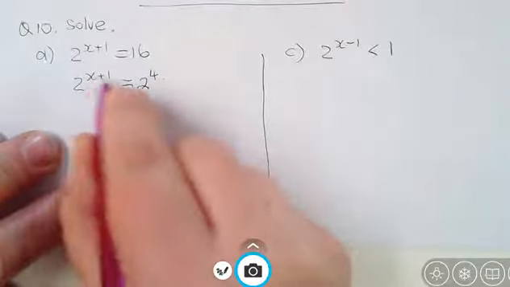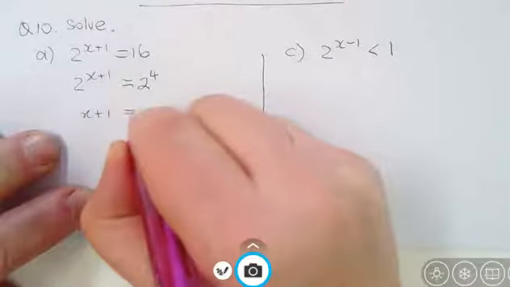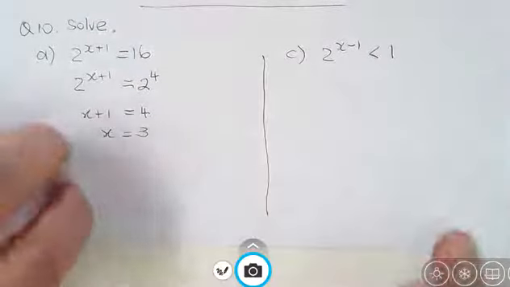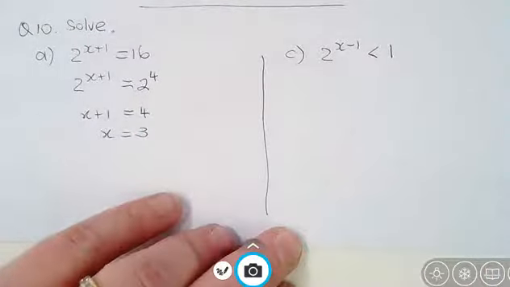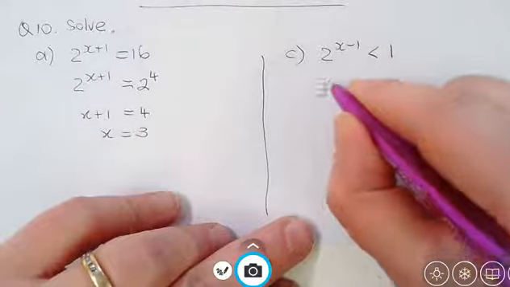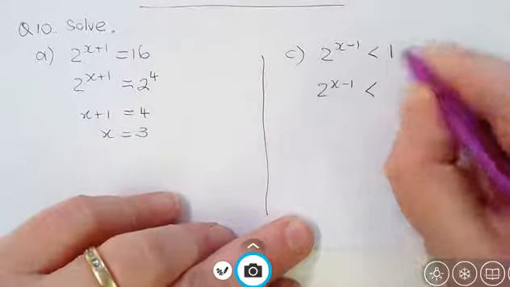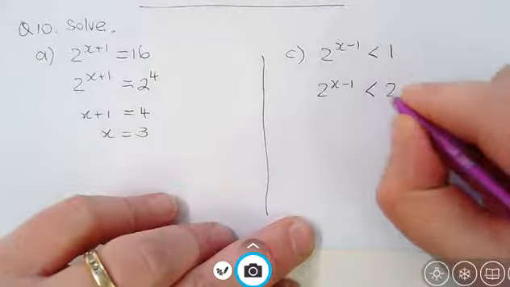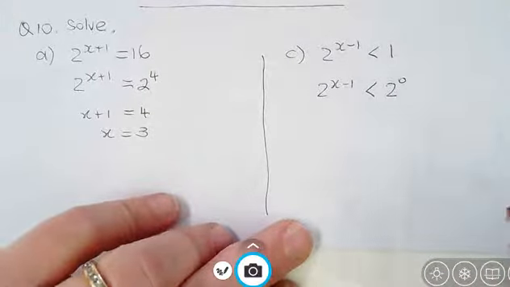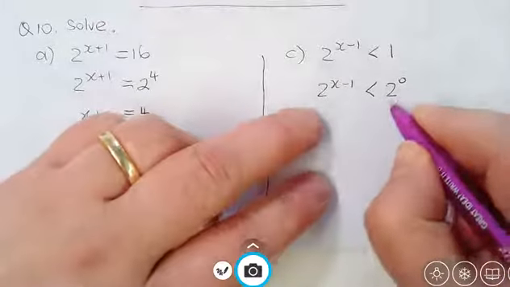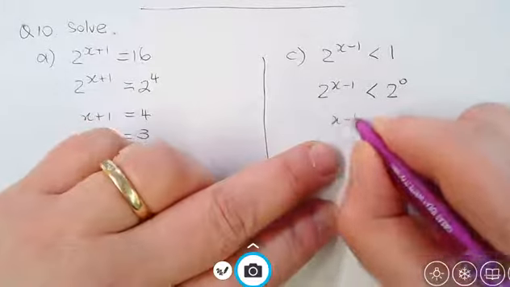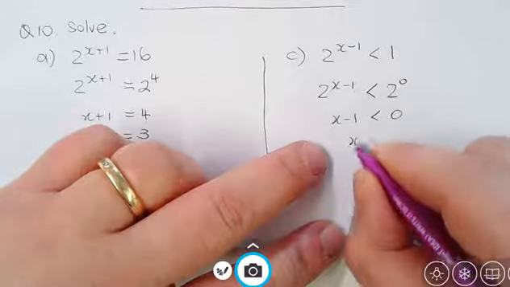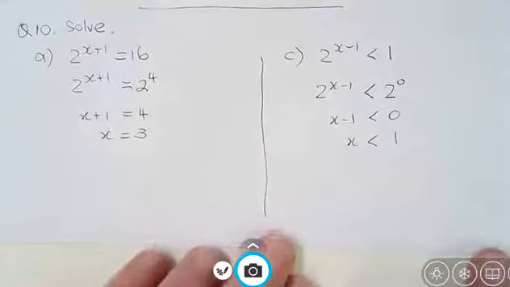So because the bases are the same, I can just equate the indices. So x plus 1 is 4. In other words, x is 3. Now we can also do the same here. I've got 2 to the power of x minus 1 is less than 1, but I can write 1 as a base 2 number, and that would be 2 to the power of 0. So therefore now, because the bases are the same, I can just compare the powers. So therefore x minus 1 has to be less than 0, so x has to be less than 1.